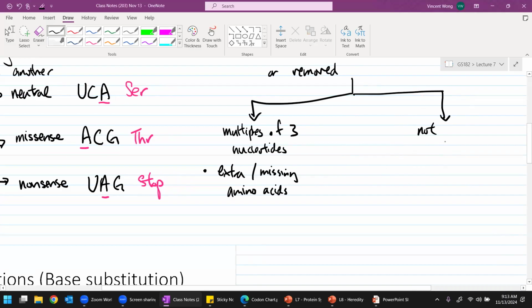Yeah, keep copying. Not multiples of 3. Then we're going to have frameshift mutation. And we're going to look at the consequences of frameshift mutation in a bit.